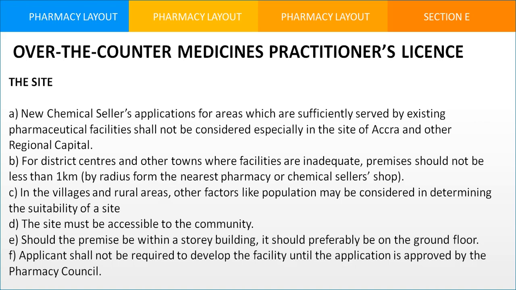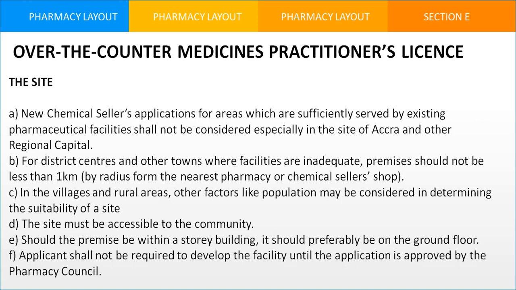But the village is not big. They don't allow a lot of chemical shops to be there. The site must also be accessible to the community, okay? They should be able to come there easily. It should not be at the outskirts where people will struggle to come. And the premise should be within a storey building, preferably on the ground floor. You don't want people climbing to the first floor or second floor to come and buy medicines, okay?